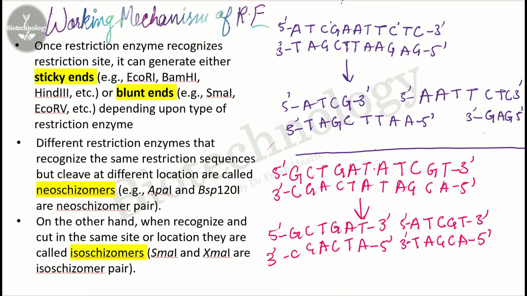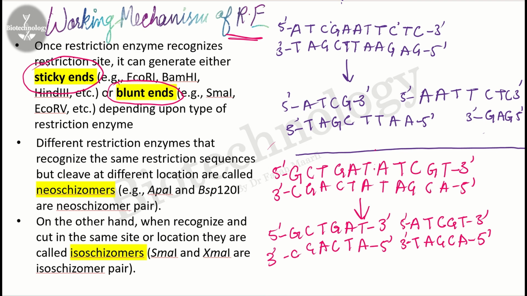Now, moving forward to understand the working mechanism of the restriction enzyme. As a matter of fact, you all know that once the restriction enzyme recognizes the restriction site or the specific bases, it makes a cut there. So it makes a cut in two different ways: one by producing the sticky end and another by producing the blunt end.